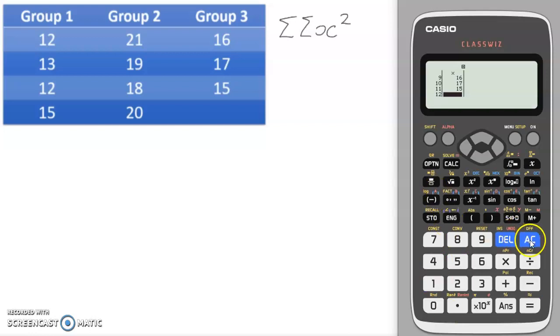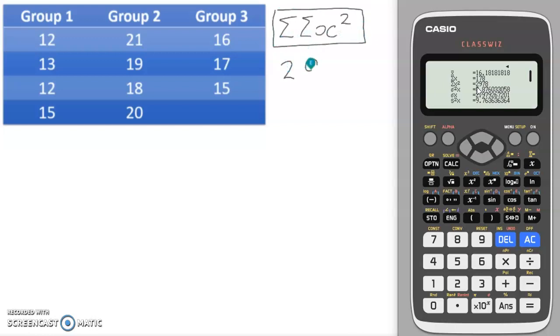If I then clear the screen and go to my options, OPTN, and 2, one variable calculations, I can see I have a sums of squares option. So looking on my calculator, I can see that my sums of squares value is 2978.